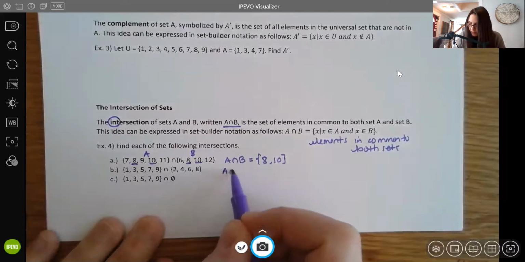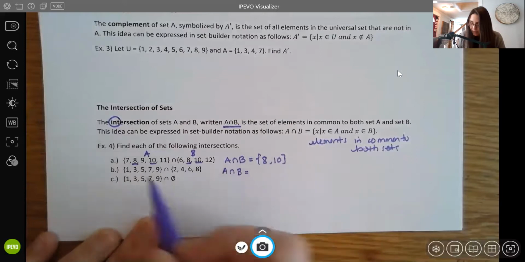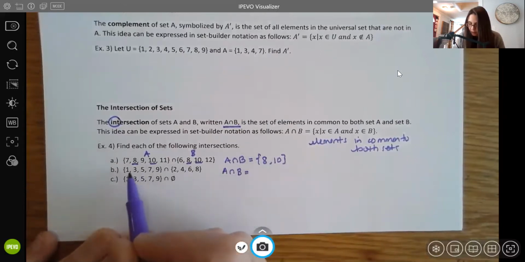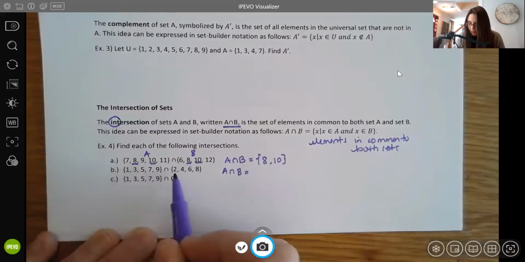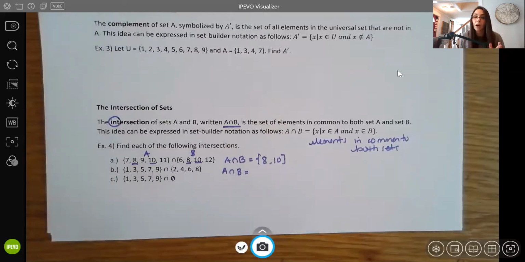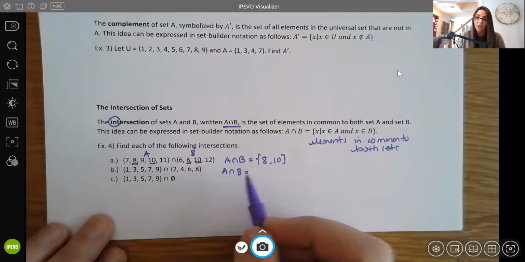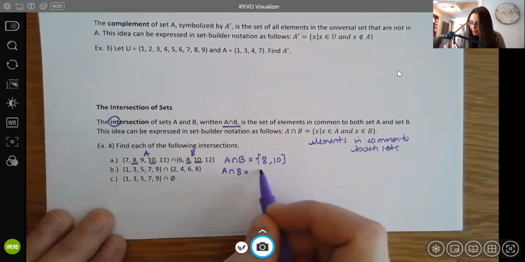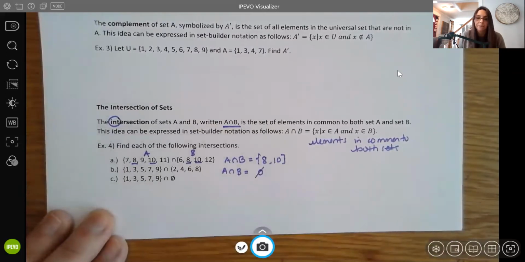Now for the second example, if I go through my elements, 1, 3, 5, 7, 9, and 2, 4, 6, 8, they have absolutely nothing in common. So they have nothing in common with each other. So their intersection is no elements, and we write that as the empty set.